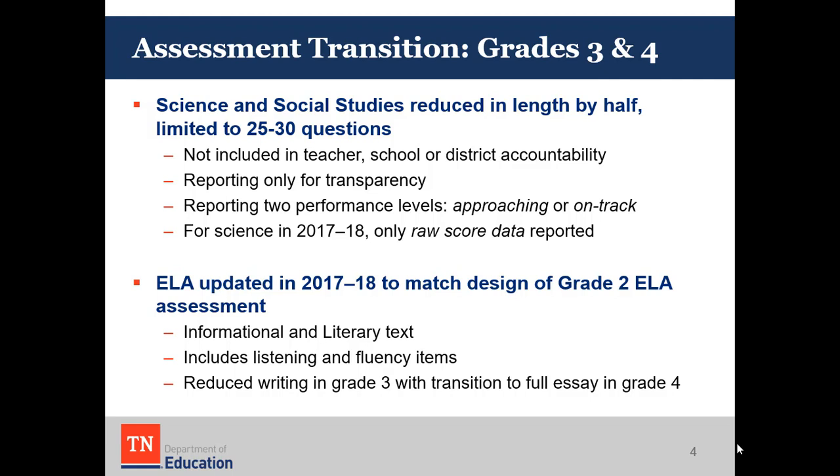There's a number of assessment transitions taking place, specifically in dealing with grades 3 and 4. Science and social studies have been reduced in length by half for those grades, limited to approximately 25 to 30 questions. Science and social studies will not be included in teacher, school, or district accountability, and there's going to be reporting only for transparency with 2 performance levels, approaching or on track. For science in 2017-18, only raw score data will be reported.